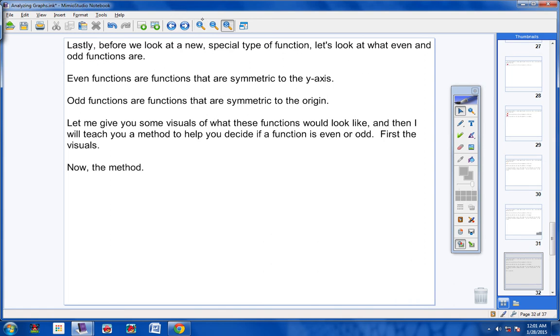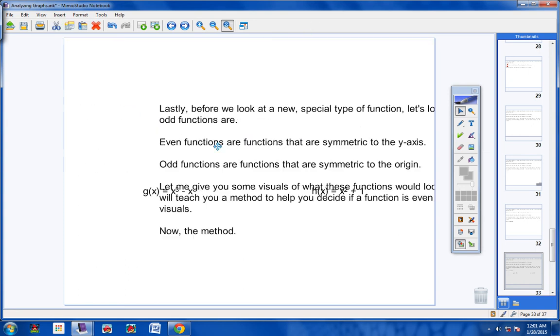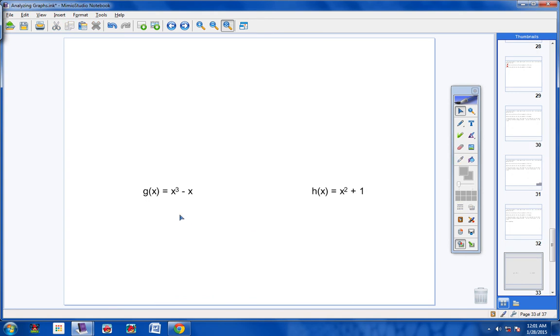Now let's get into the method, okay? So take some really good notes, please. We're almost done. First of all, I want us to check these two functions to see if they are even or odd, or maybe neither. So let's start off with this function right here. Here's what you do. Please take really good notes. First of all, substitute y in for g of x. That's the first thing you want to do.